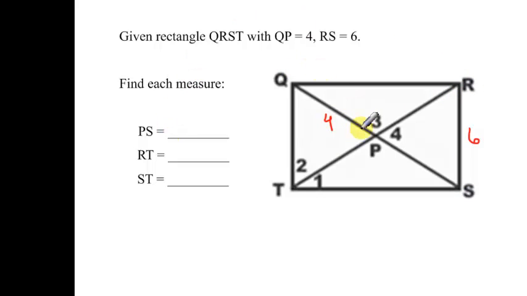First, PS. P to S, that goes right here. Well, we already know that this is a parallelogram, so if I have 4 on this piece, I've got 4 on the other part of that diagonal. So PS is going to be 4 for sure.